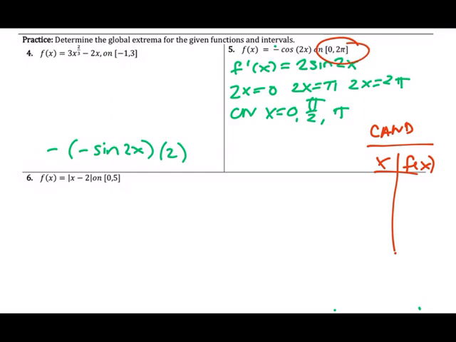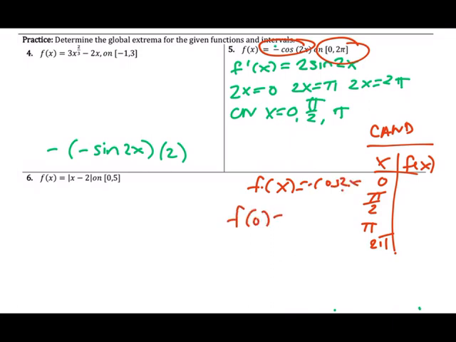I need to include my bounds, so 0 to 2 pi, and in between I have pi over 2 and pi. If I plug 0 into negative cosine of 2x, 2 times 0 is 0, so negative cosine of 0 is 1, so negative 1 is what this is going to be. If I plug in pi over 2, I'm going to have negative cosine of 2 times pi over 2, which is cosine of pi. Cosine of pi is negative 1, and then I'm changing the sign, so that's going to give me positive 1.